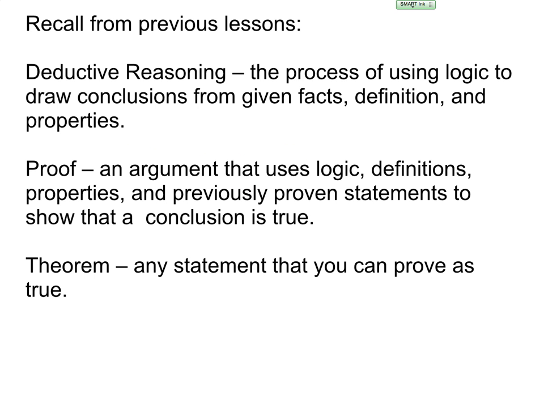Now in geometry, we're going to be using our definitions, our theorems, our postulates in order to prove or justify what's going on. So a little recall or review here. We talked about deductive reasoning yesterday, the process of using logic to draw conclusions from given facts, definitions, and properties. A proof is the argument that you make, using the logic that we looked at yesterday, definitions, properties, previously proven statements to show a conclusion's true. And what we're trying to prove is typically a theorem, because that's any statement you can prove as true.